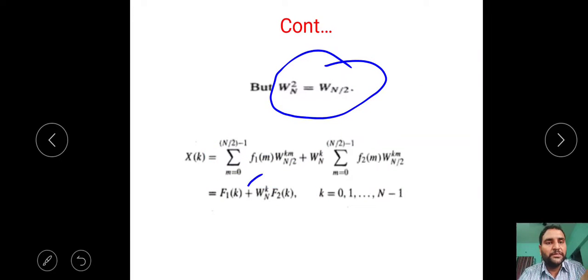Here the extra term is this one, W_N^k. You already know what W_N^k means from the first unit; that is called the twiddle factor. W_N^k equals e power minus j 2 pi by N into k, where k equals 0 to N minus 1. That means we have divided the sequence into two parts and we have applied DFT on those. How can we find the overall DFT? We have to add those two separate DFTs to make X of k. That's the equation.